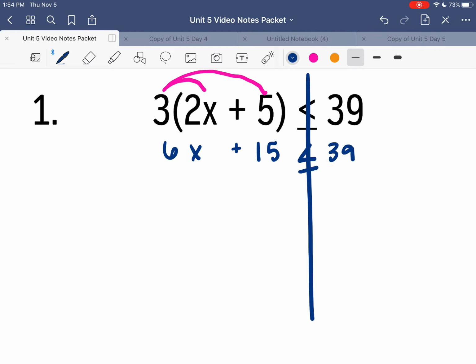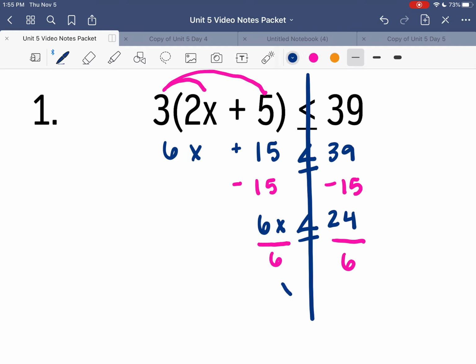And now we're down to that two-step concept. This time it's an inequality, but same idea. So I would subtract 15 on both sides, which will leave us with just 6x on the left is less than or equal to 39 minus 15, which would be 24. And then final step, divide by 6. And now notice I am dividing, but I'm dividing by a positive number, so I do not have to flip my sign. 24 divided by 6 is 4.